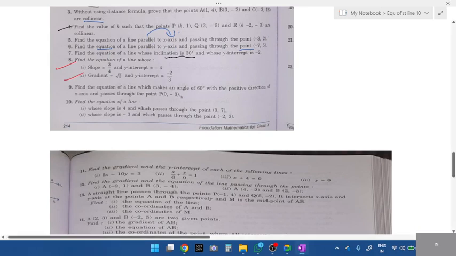What is given in the ninth question? What are the two keywords, students? Angle of 60 degrees. What is theta value? Theta is 60. And along with theta, what have they given? Intercept or point? They have given us 1 point. Same question. Can you see the 10th, first and second?